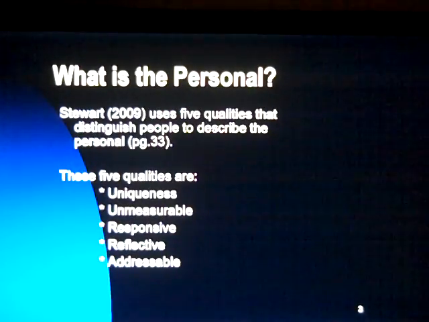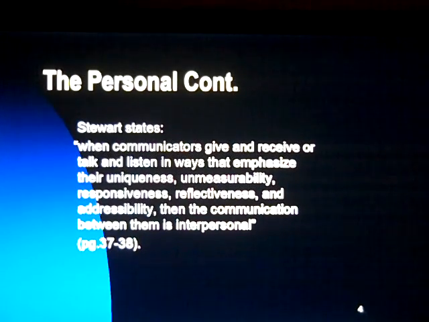Stewart uses 5 qualities that distinguish people to describe the personal. These 5 qualities are uniqueness, unmeasurable, responsive, reflective, and addressable. Next slide. Stewart states, when communicators give and receive or talk and listen in ways that emphasize their uniqueness, unmeasurability, responsiveness, reflectiveness, and addressability, then the communication between them is interpersonal. Next slide.